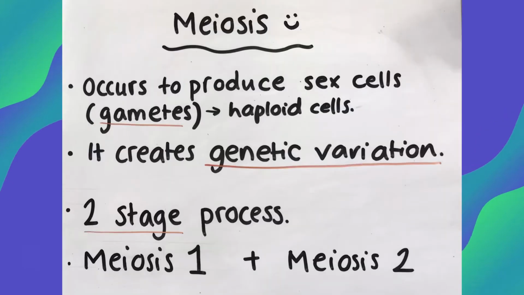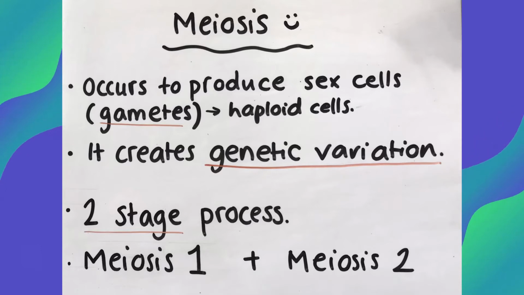Let's get into it. Meiosis. Now, what is it? It's a form of cell division. Now, meiosis occurs to produce sex cells. What does this mean? Well, you start off with the cell. It doubles its DNA and creates 4 smaller cells that have half as much DNA. Cells that have half as much DNA are called haploid cells.